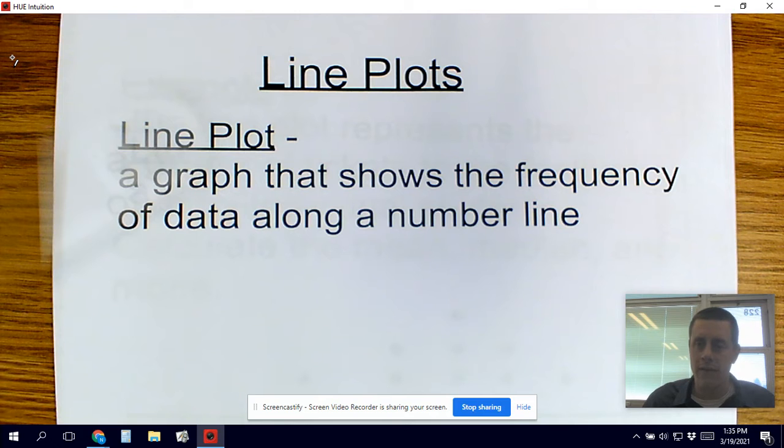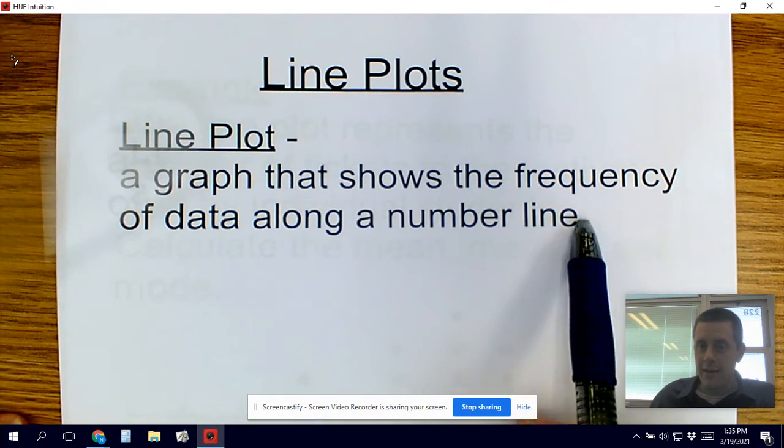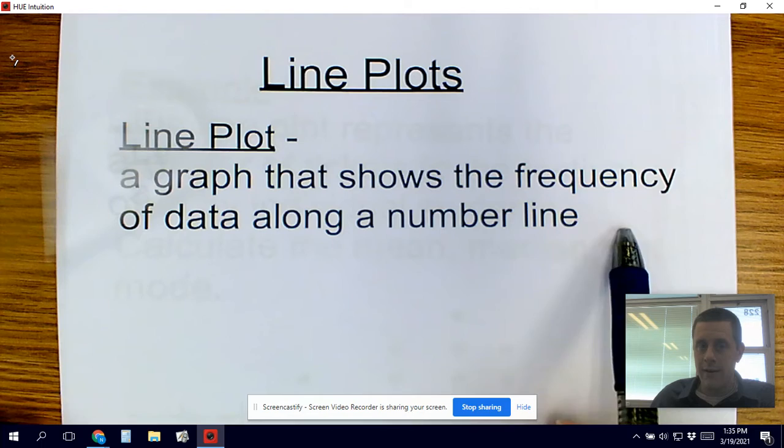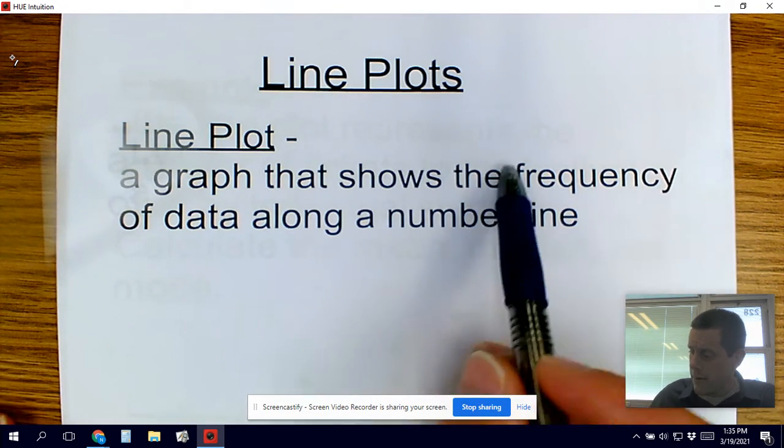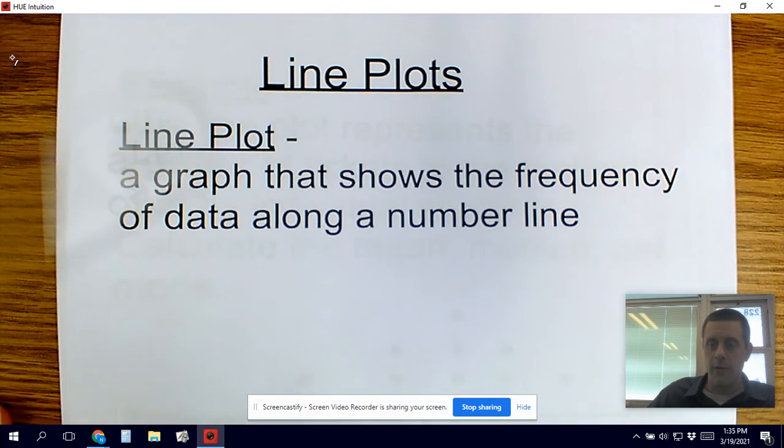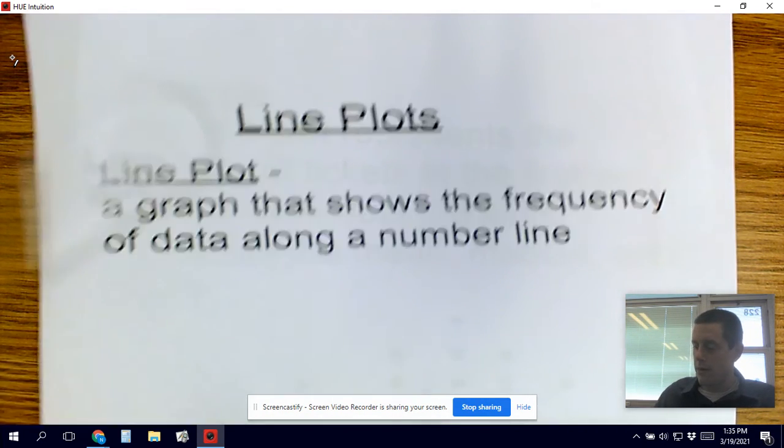So you notice on the screen we have a definition for a line plot. A line plot is a graph that shows the frequency of data along a number line. The key to this is it is graphed on a number line, and really the purpose of it is to show the frequency, or the amount of times each data element occurs in a set, by giving us a visual display. Let me show you what a line plot looks like.